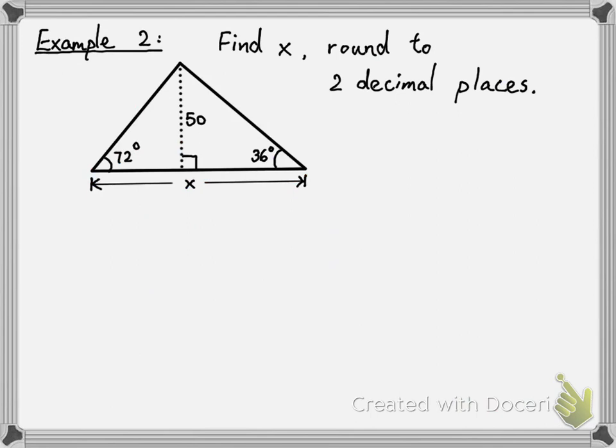Example number 2. Find x. Round to 2 decimal places. In this instruction, we expect to use a calculator to round the final answer. Since we are finding x, that is the whole side of the triangle, we begin to think, can we use a trig function to help us find x? The answer is no for this triangle because we do not have a 90-degree angle. In other words, this is not a right triangle.